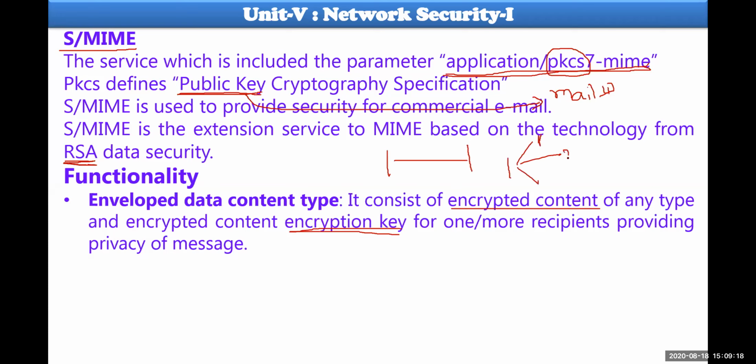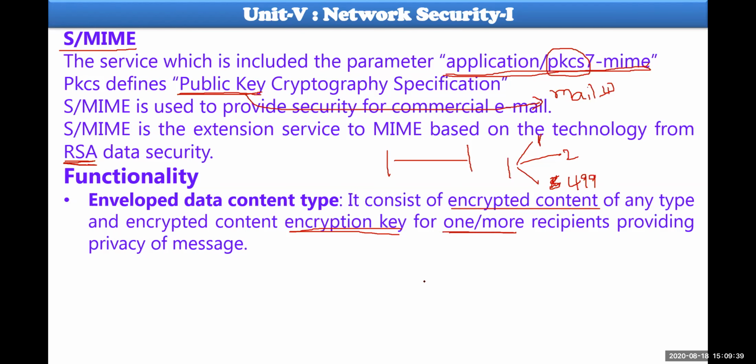Please observe this point here: it is 499 actually, not even 500. So for 499 people at a time, you can send the email. So you can send a mail to one or more recipients here. That is the first functionality available with secure MIME.